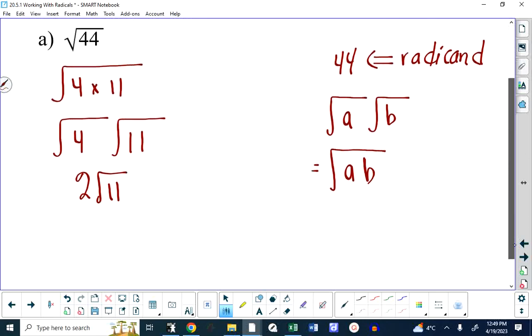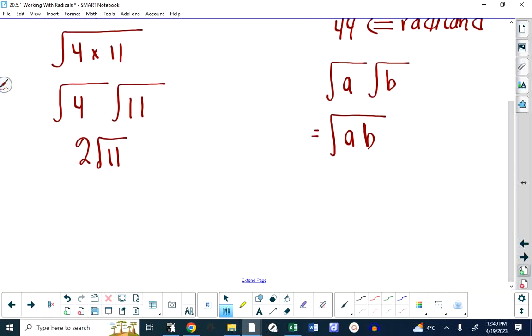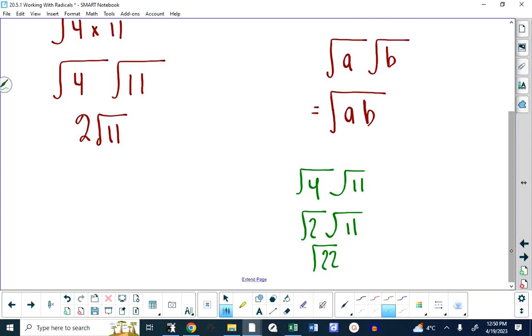I know that this is a really simple question, but it's going to get more complicated in a short period of time. And I often will see students, please don't write this down, but I often will see students do something like this. They'll go root 4, root 11, and then they'll go, well, the square root of 4 is 2, so I have root 2 root 11, which is root 22. In fact, that happened last week somewhere, I think. We were doing a question and somebody had done that.